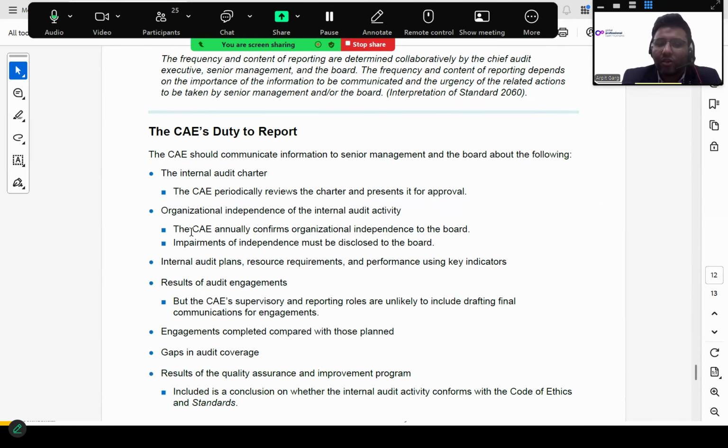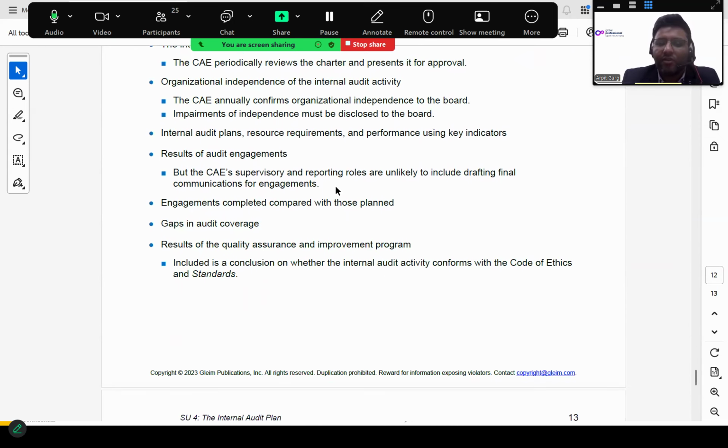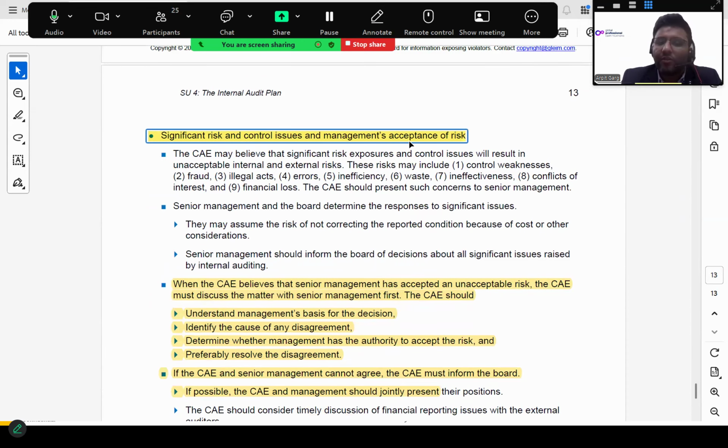Organizational independence of the engagement activity. The CAE, what is the frequency to confirm organizational independence to the board? It is annually. Impairment to independence must be disclosed to the board. Internal plan, resource requirements, and performance using key indicators. Results of audit engagements, though the CAE's supervisory and reporting roles are unlikely to include drafting final communication for engagements. Engagements completed compared with those planned, gaps in audit coverage, results of the QIP. All of this is part of our responsibilities to inform senior management and the board. We all know, right? People, significant risk and control issues and management acceptance of risk.